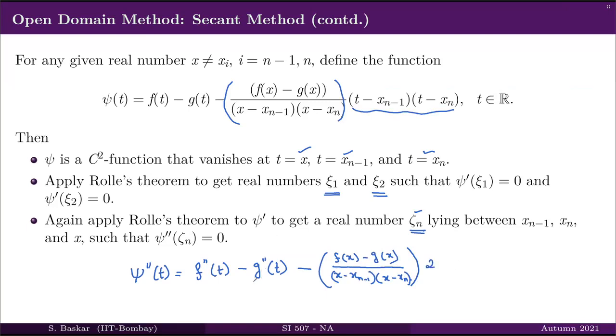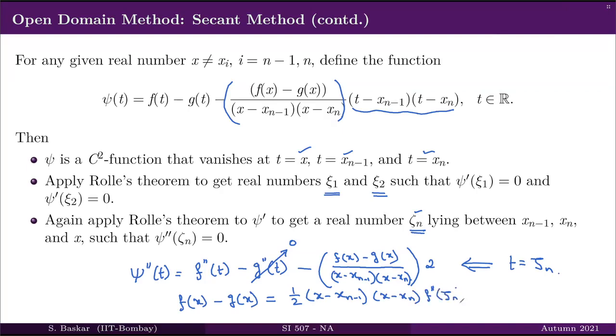In this, you can see that g double dash is 0 because g is a polynomial of degree 1. And now you put t equal to zeta n. You can see that f of x minus g of x is equal to 1 by 2 times x minus xn minus 1 into x minus xn times f double dash of zeta n, right? Because this is 0, so you can bring this and this to the other side and write this expression.